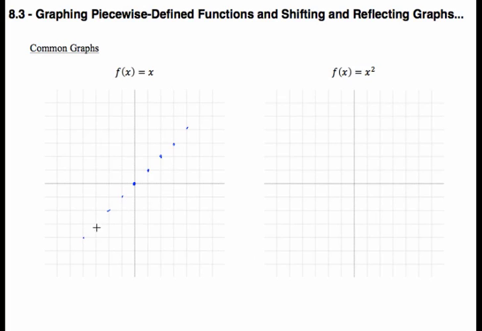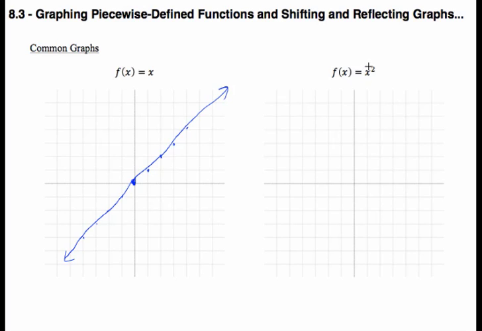So f of x equals x is a basic line. This particular line has a slope of 1 and it goes through the origin. Imagine that I drew that perfectly straight. There's f of x equals x. F of x equals x squared is very similar to the one that we drew in the last section, which was the negative of x squared, but this time we just don't have that negative.